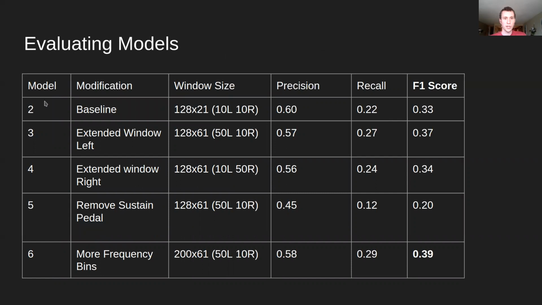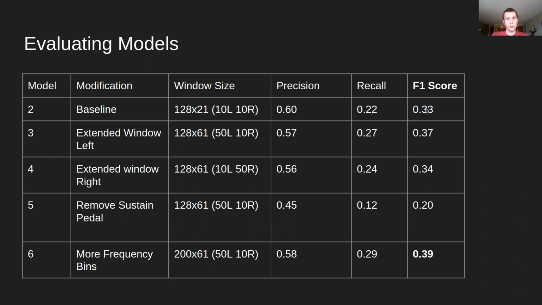So evaluating the model. First I just did a baseline model, giving it 10 units to look to the left and 10 units to the right for the audio window. And precision here describes when the model is making a guess, if a note exists there or not, how often is it right, and the recall is essentially the total amount of the notes that it guessed correctly. And the F1 score is a harmonic average of the precision and recall, and it is the best evaluation metric, in my opinion, for this model.